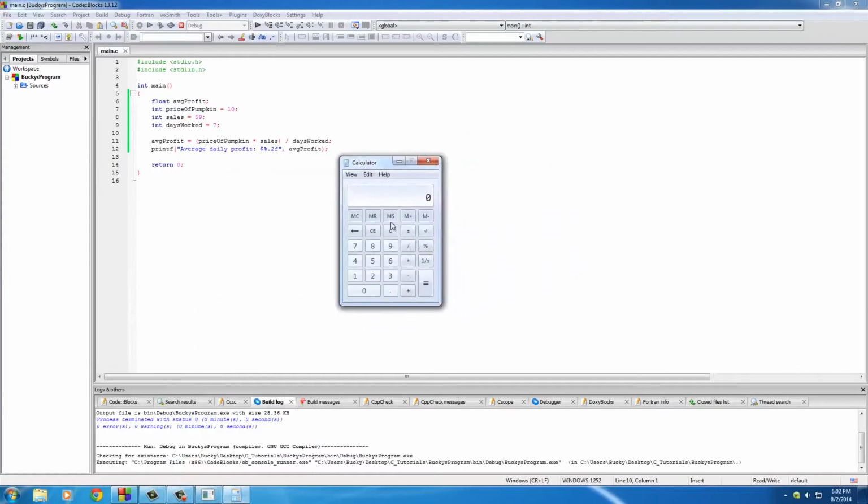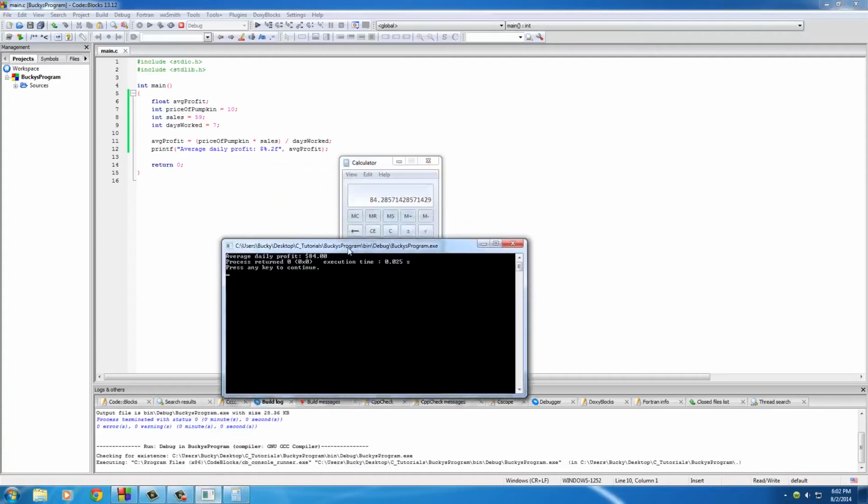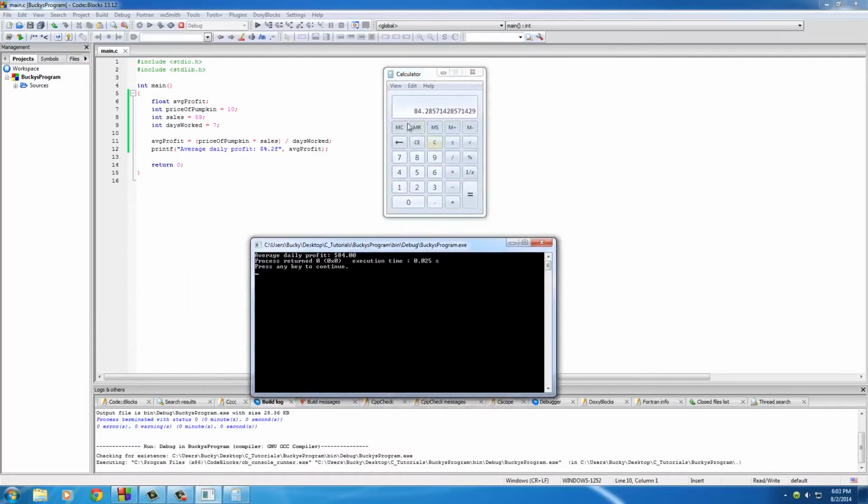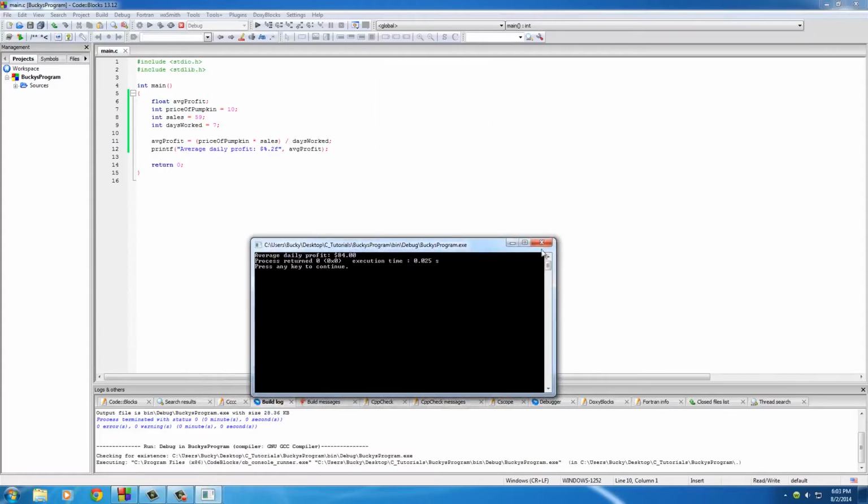So basically, price of pumpkin, that's the 10, times that by sales, so times 59, and then take that value and divide it by 7, and whoa, what is going on? The calculator is telling me 84, but this thing, you know, I'm calling Microsoft, they might be wrong, because I know that this code is perfect.